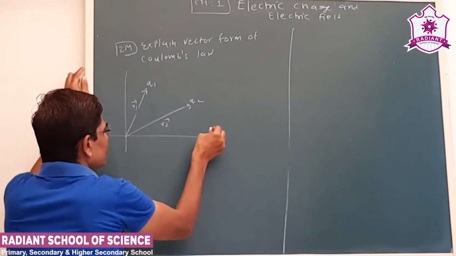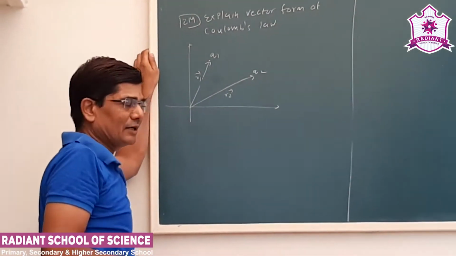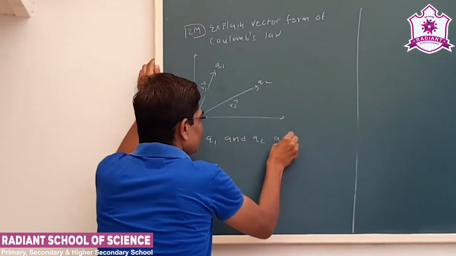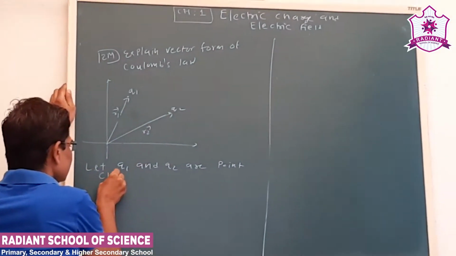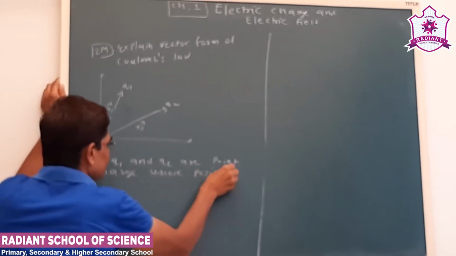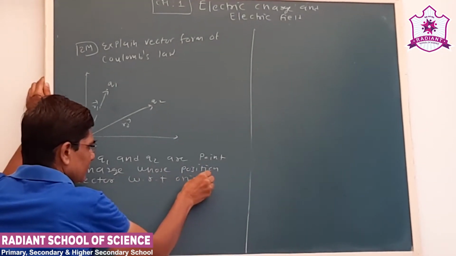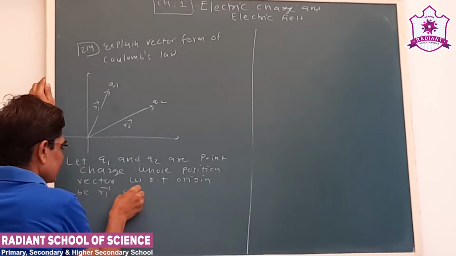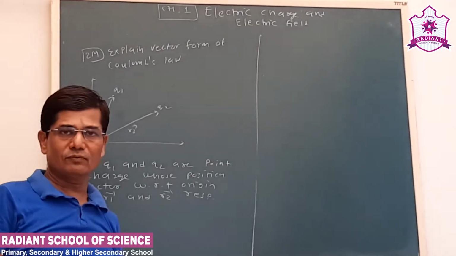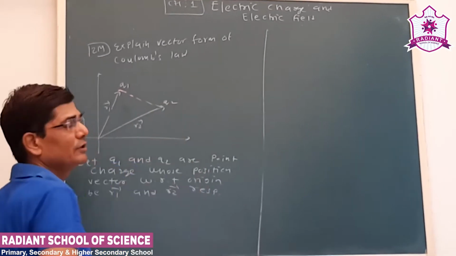Right now nothing has been said regarding the polarity of the charges, so we say both are like charges. So we can write: let Q1 and Q2 be point charges whose position vectors with respect to the origin are R1 and R2. We have seen the direction of the force is along the line joining the two charges. Let us say this is the line joining the two charges.